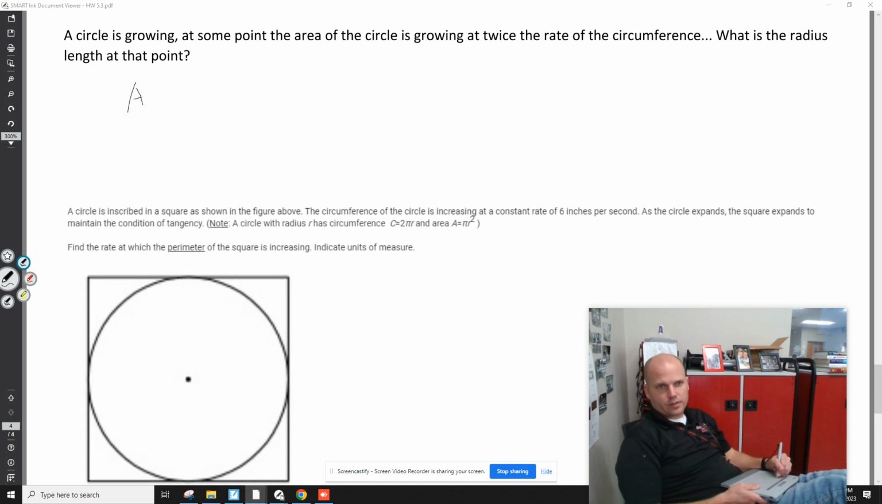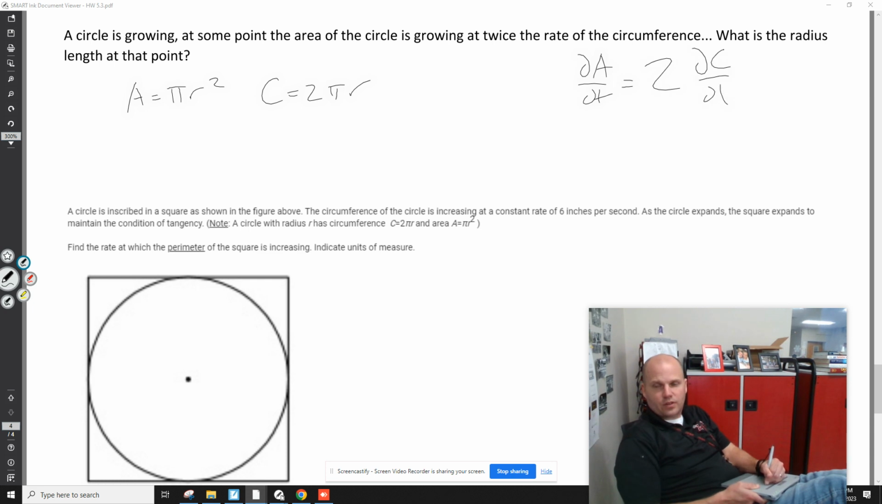We did this in class. This is the fun one. At some point, the area of the circle is growing at twice the rate of the circumference.